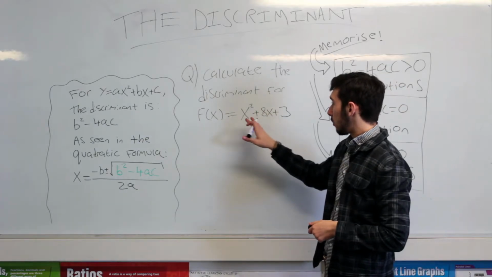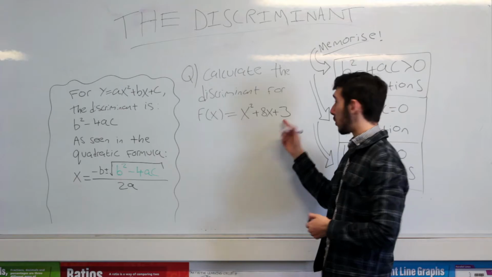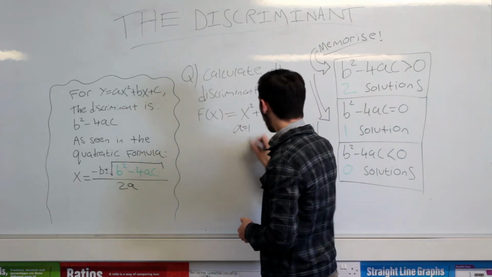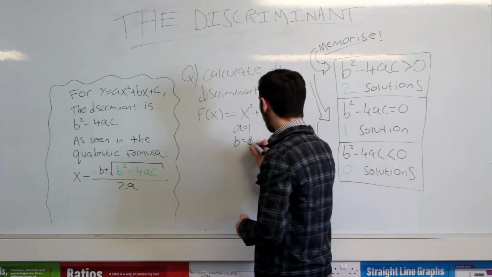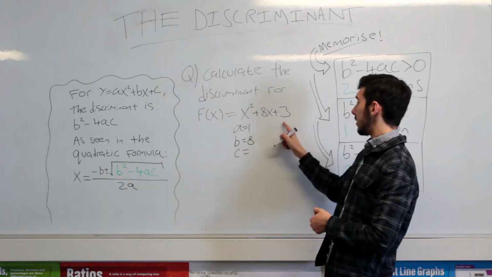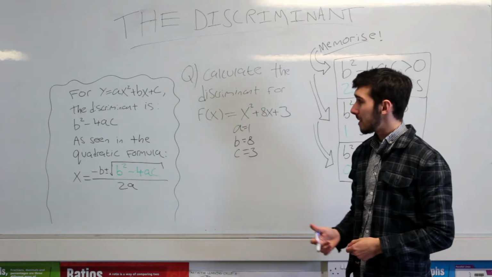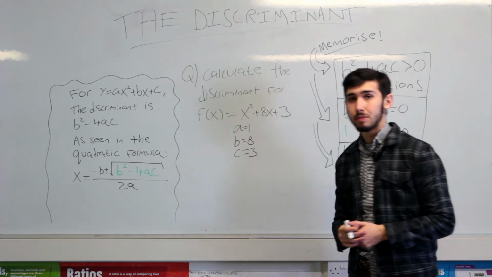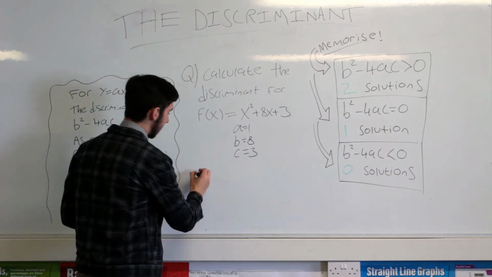Okay, what's A? In x squared plus 8x plus 3, what's A? Well, A is 1, B is 8, and C is 3. What's the discriminant? The discriminant always is b squared minus 4ac, which means b squared, that's going to be 64.